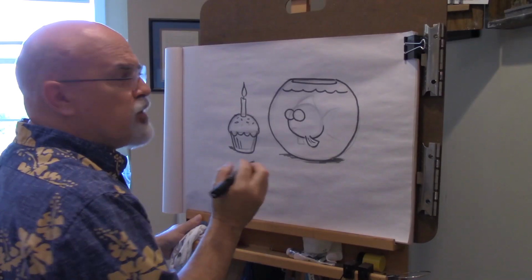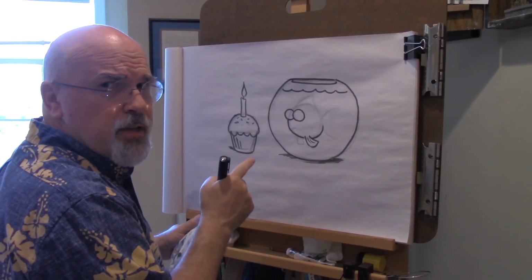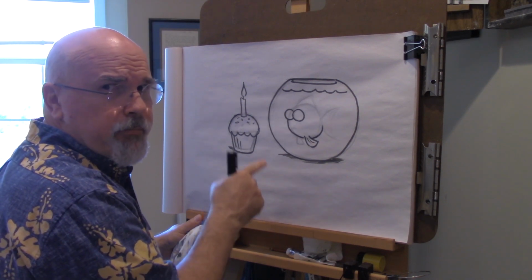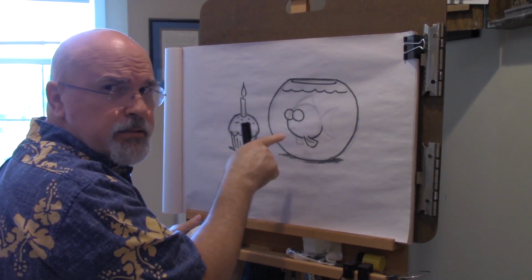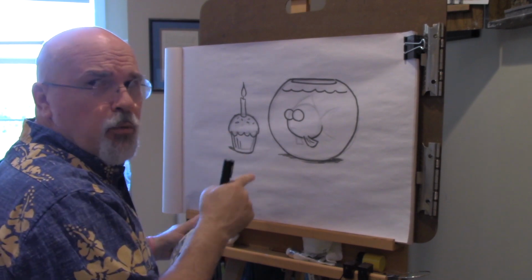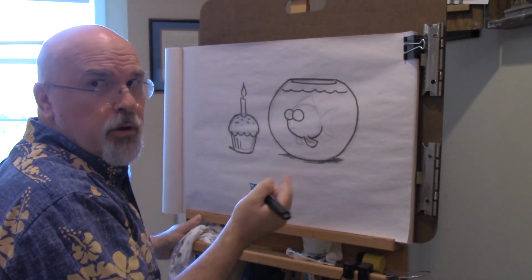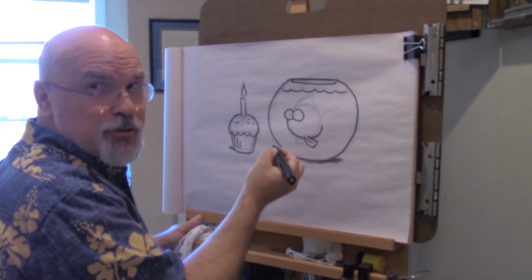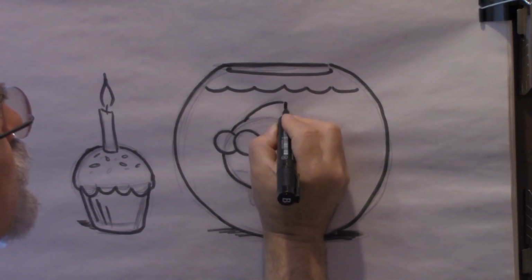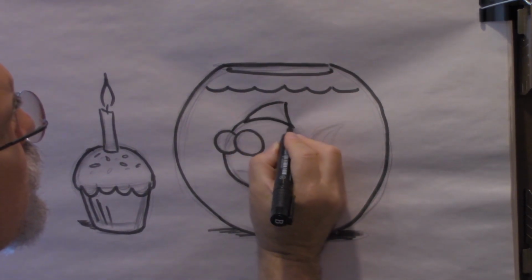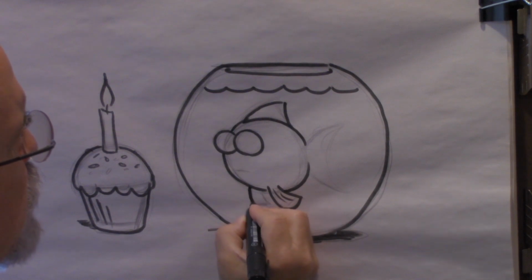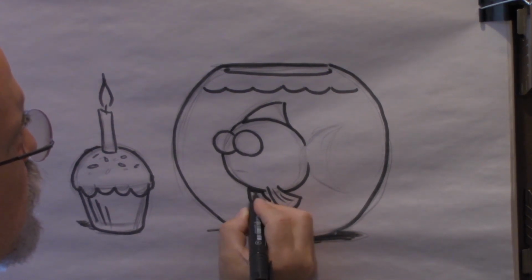But you see the problem that this goldfish is having? Fire and water. He's inside behind the glass. And what do you do when you get a birthday cake? You blow out the candles. This is our story. Draw our fin up there. But they didn't think all the way through the problem there.